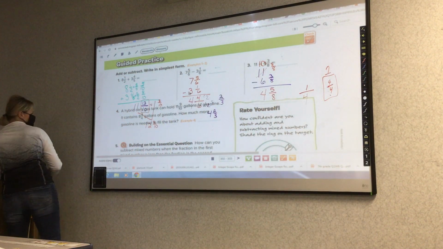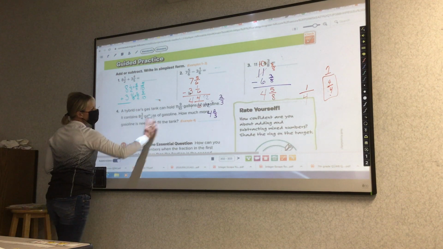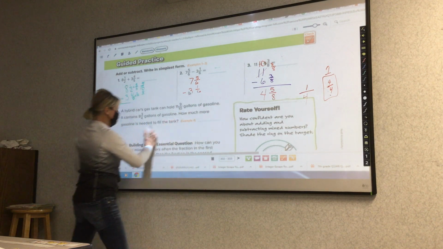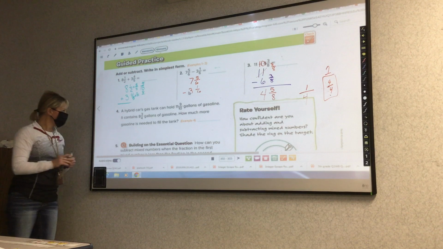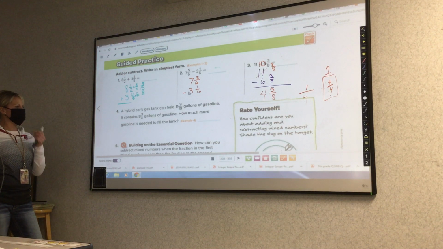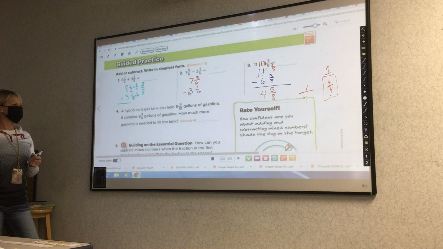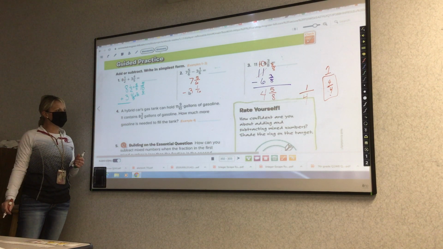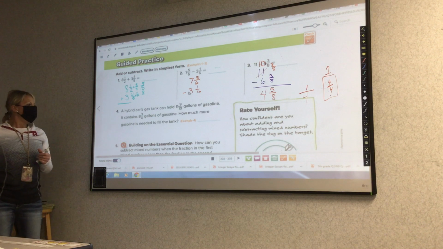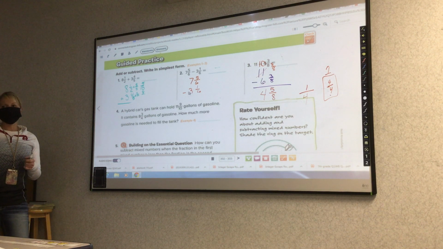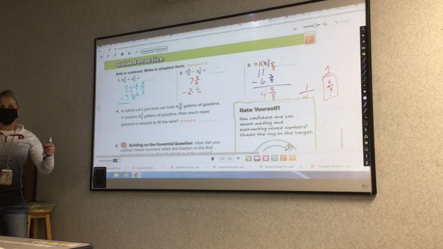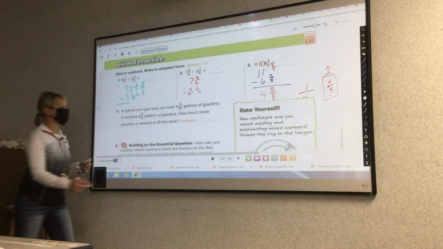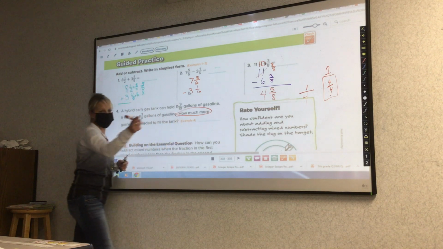This was not one you were supposed to have done earlier. So let's just take a look at it together. A hybrid car's gas tank can hold 11 9/10 gallons of gasoline. It contains 8 3/4 gallons of gasoline. How much more gasoline is needed to fill the tank? I want clue words. More. How much more? How much more? Subtraction. So then I know that this is subtraction.